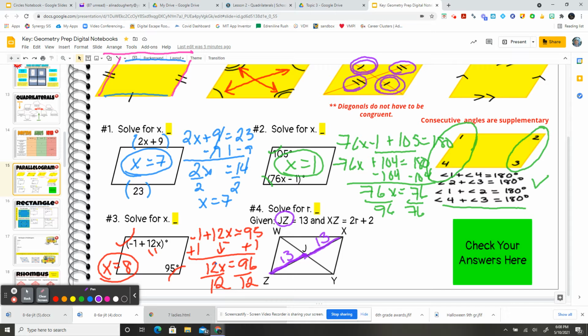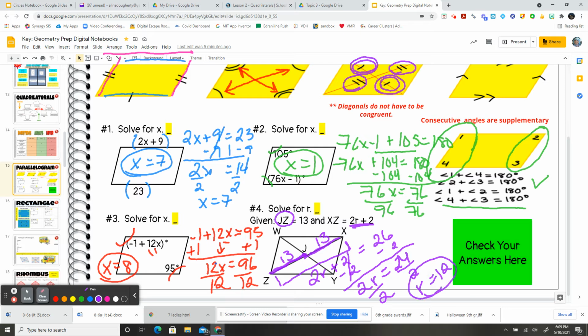And then XZ, that whole thing is 2R plus 2. So if the whole distance is 2R plus 2, then that should equal 26. So if I subtract 2 from both sides, I bring the 2R down. My plus 2 and minus 2 cancel out. I bring down my equal sign. 26 minus 2 is 24. And then divide by 2 and divide by 2, and R equals 12. Okay, that's how you solve those, ladies and gentlemen.